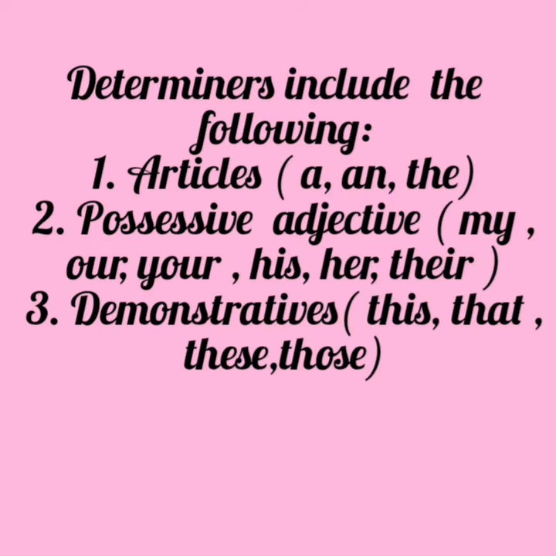Determiners include the following. They are articles: a, an and the. Possessive adjectives are used to show the relationship: my, our, your, his, and their. Demonstratives are used to show the places of nouns: this, that, these and those.